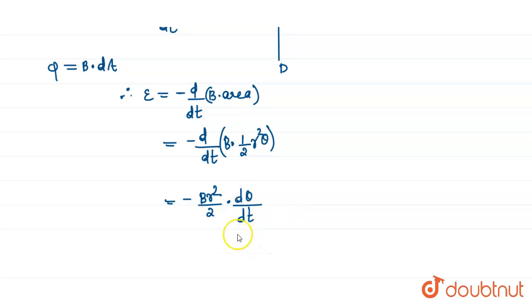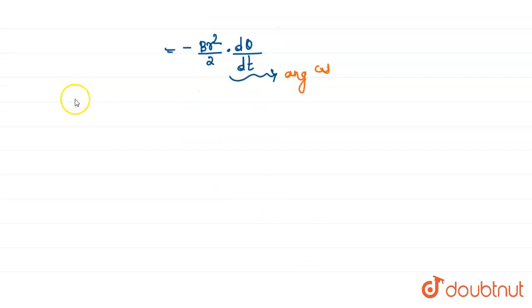What is d theta by dt? It is the angular velocity, given by omega. So we get the equation of EMF as EMF is equal to minus B R square omega divided by 2. What is the induced current?